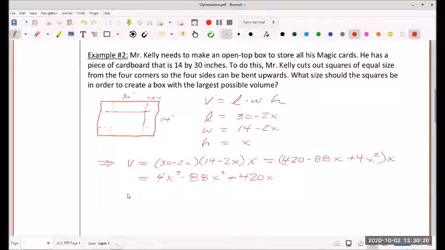So we'll go ahead and use calculus. We'll take v prime, the derivative of v with respect to x. That'll be 12x squared minus 176x, right? 2 times 88, x plus 420.